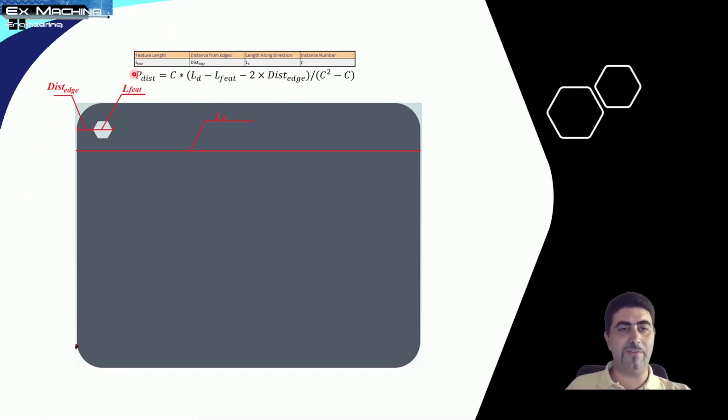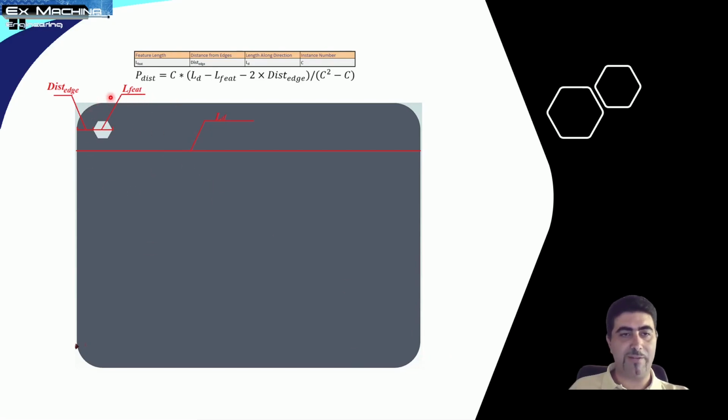This equation will give you the distance between the instances of the pattern, so that you can fill an area. There are four variables to it. First variable is the feature length. That is the length of the feature we will be patterning projected towards the direction of the pattern.